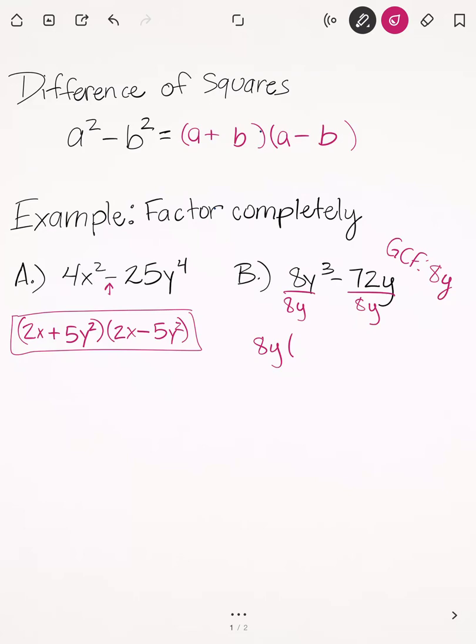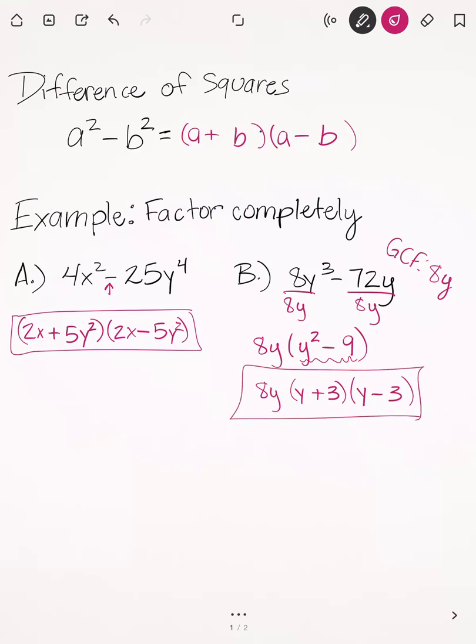So 8y cubed divided by 8y is just y squared. Negative 72y divided by 8y is a negative 9. On the inside right here, this is now a difference of squares, so I'm going to factor that. Square root of y squared is y. Square root of 9 is 3. 1 plus, 1 minus, and you can't forget your GCF on the outside. And that is it for factoring of difference of squares.